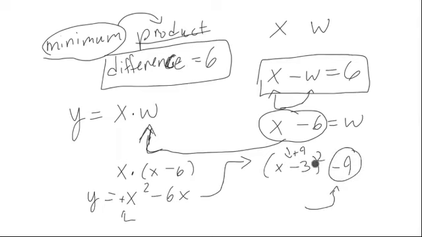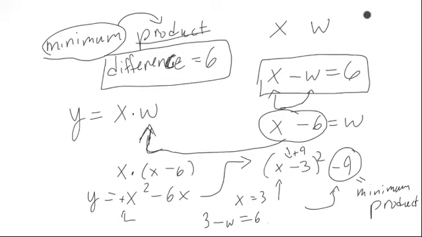That's the minimum product. When does it happen? The minimum product is negative 9. We just figured that out. And it happens when x is equal to 3. Well, when x is equal to 3, what would w be? Well, we can see. So 3 minus w is equal to 6, using this relationship between x and w. So that would mean that w would have to be, well, we can solve for it. So we subtract it over.